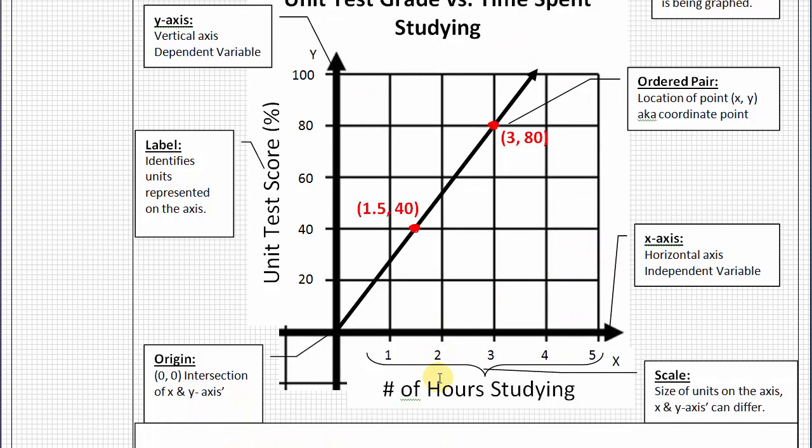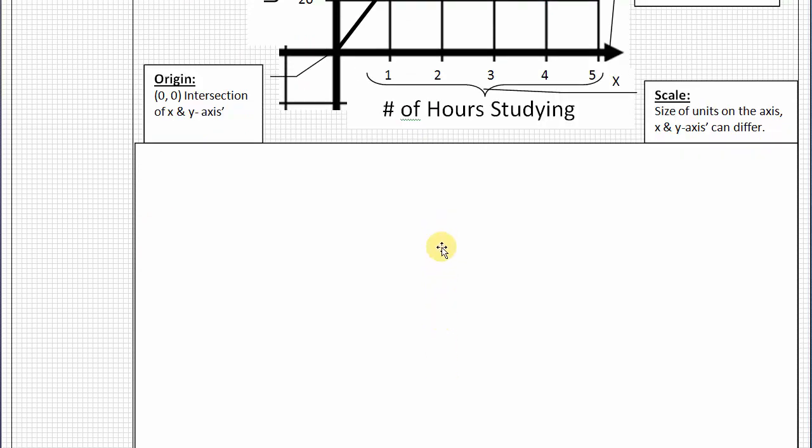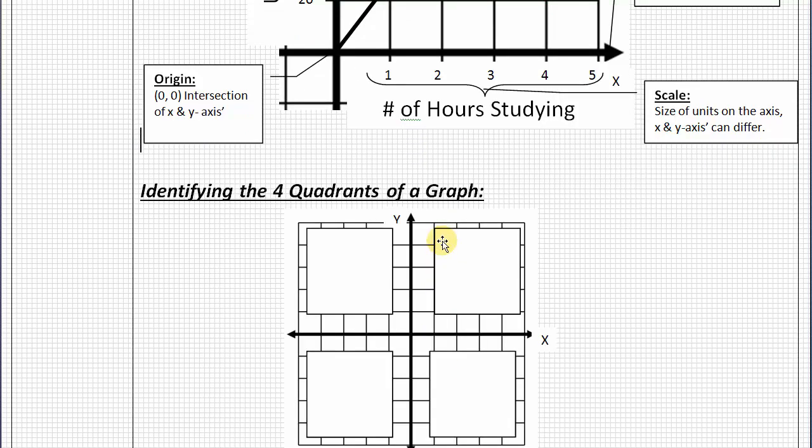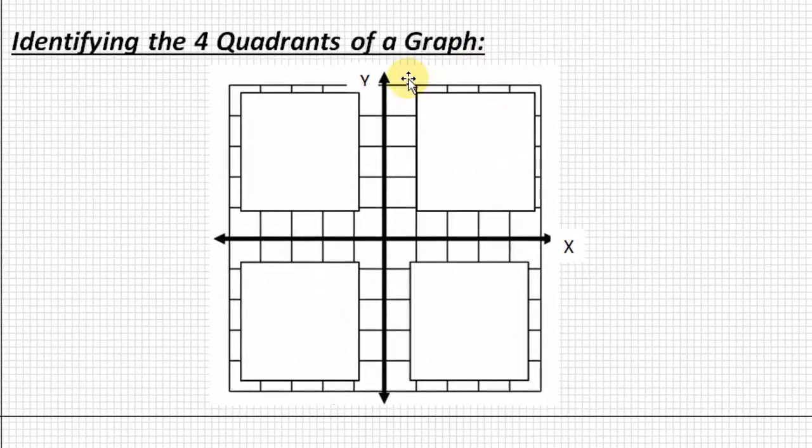And there's one more thing I want to talk about in this video, and that is identifying the 4 different parts of a full graph. When we're looking at all 4 quadrants, we were just looking at a graph that focused right up here in this part of the graph, but we know that graphs can extend and have 4 full parts. And it's important to know a few things about them, that they are numbered.